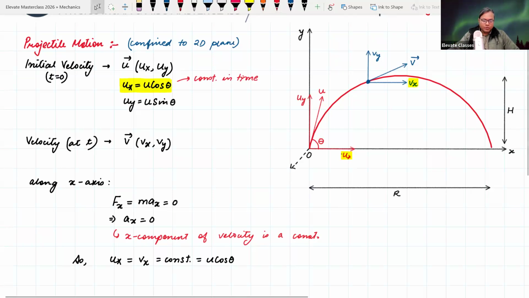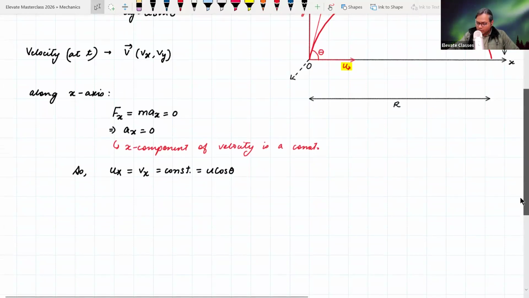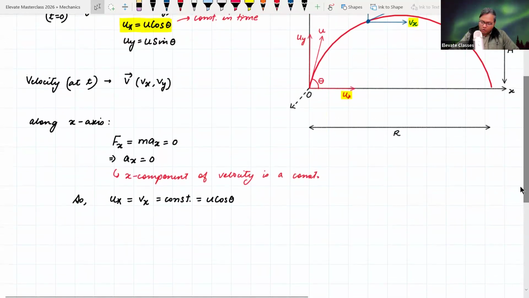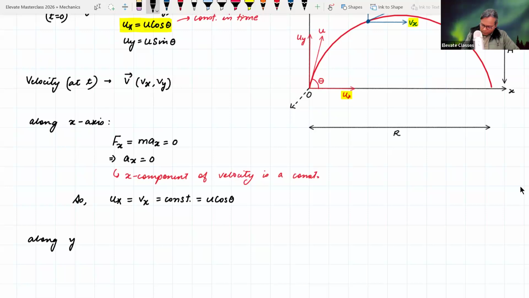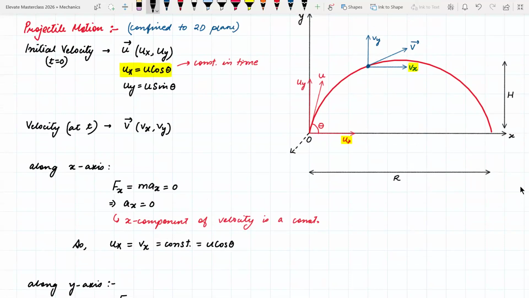First thing. But what about uy? To figure out something about uy, we need to talk about the forces along the y-axis. Along the y-axis, what is Fy? What is the force along the y-axis? Tell me. Gravity, sir. Minus gravity, minus mg.